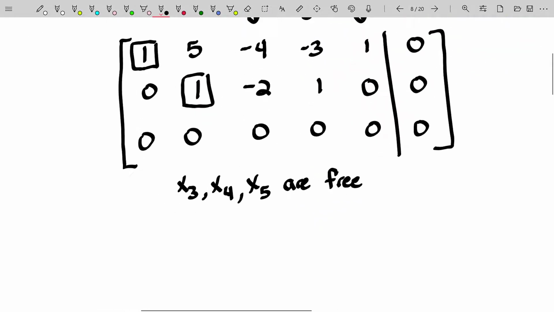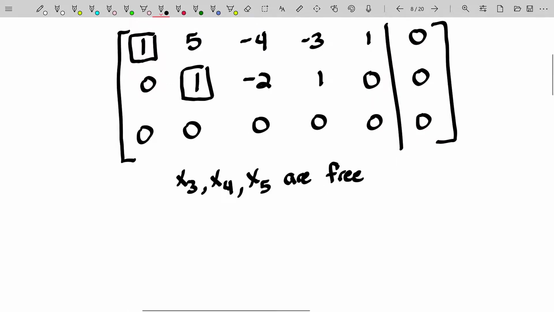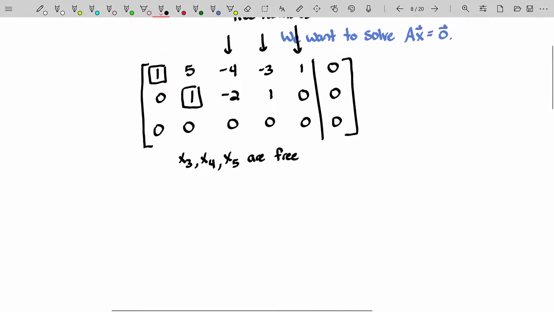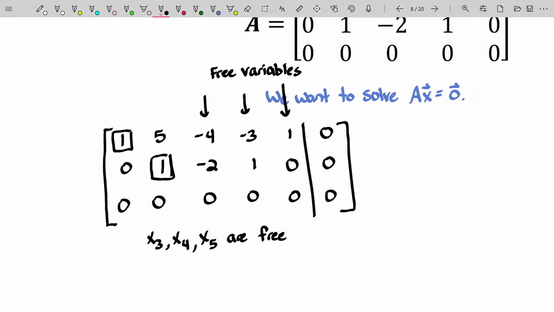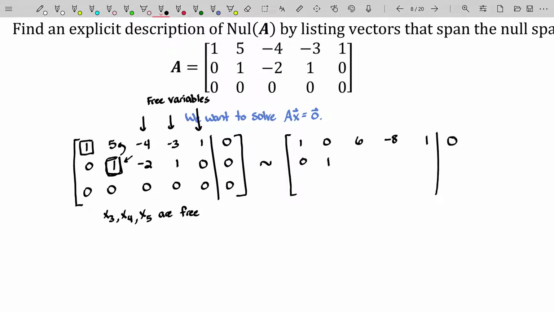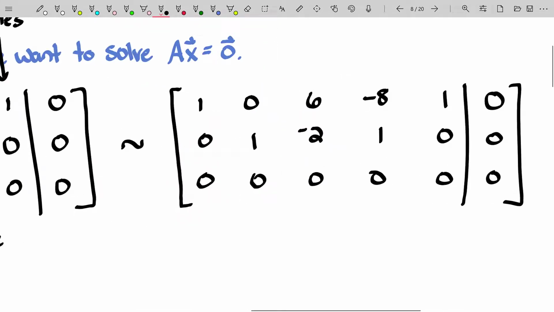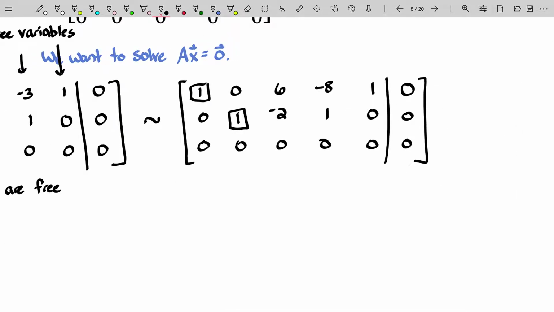So I'm just listing this here. x3, x4, and x5 are free. They're free variables. Now I suppose we could do one action here. We could at least use this pivot right here to kill off the element above. So let's go ahead and do that. It's just nice to kind of write it this way, I think. And remember, we still have these 2 pivots right here. It's just now I know that first row can be written as x1 equals negative 6x3 plus 8x4 minus x5.